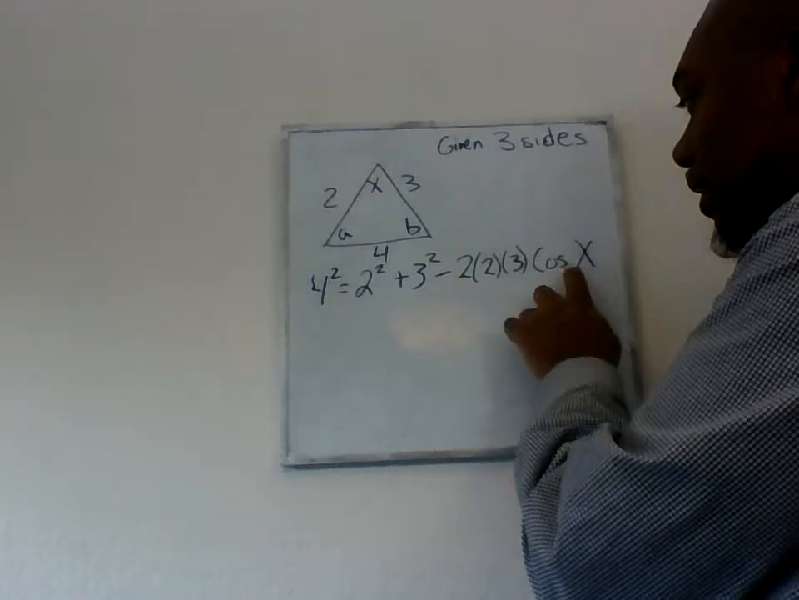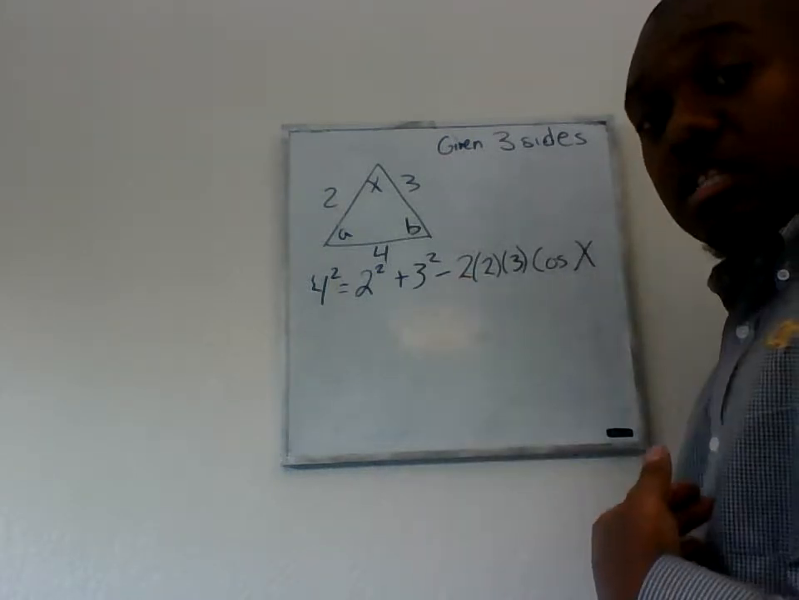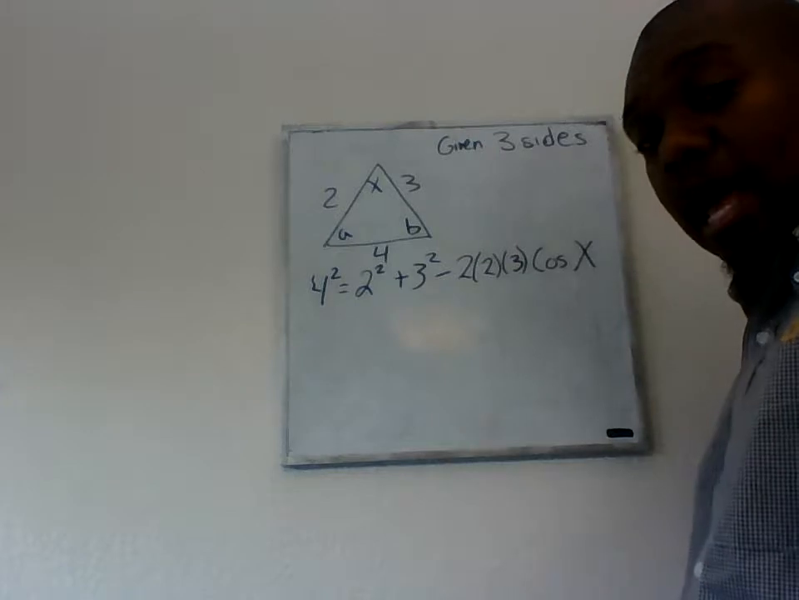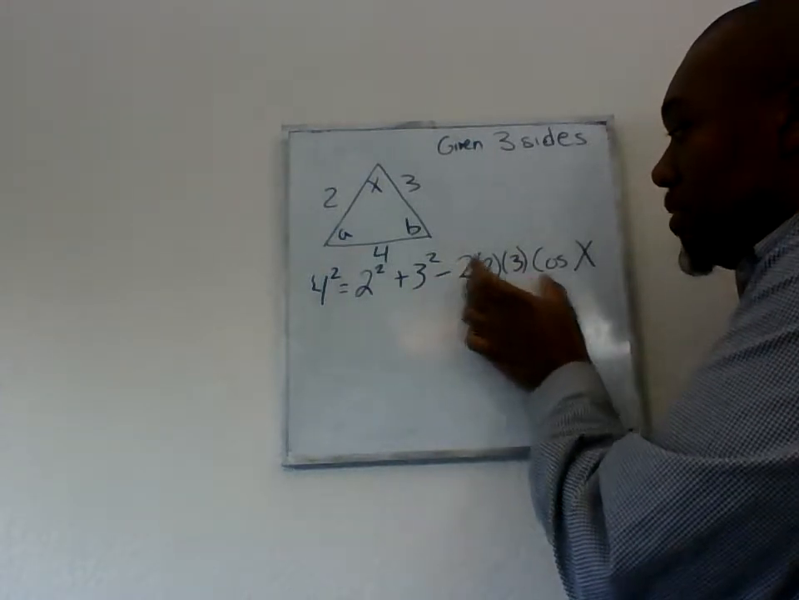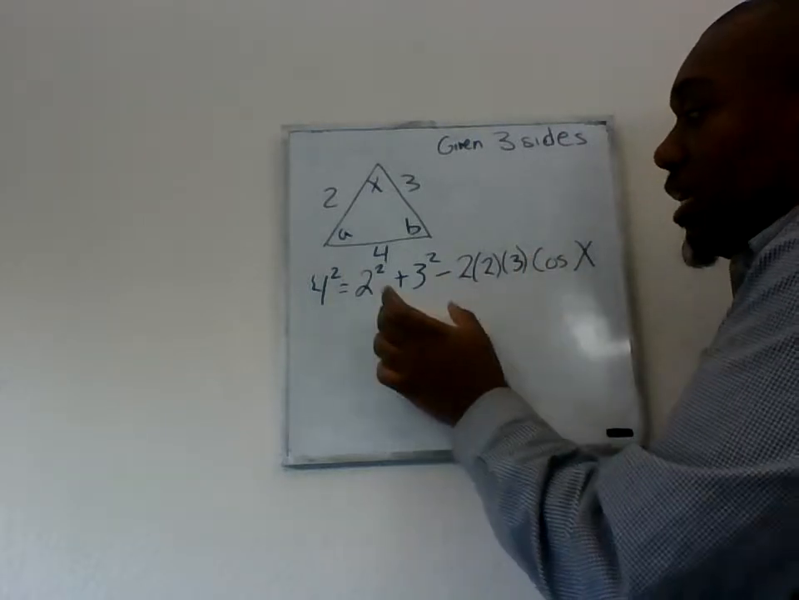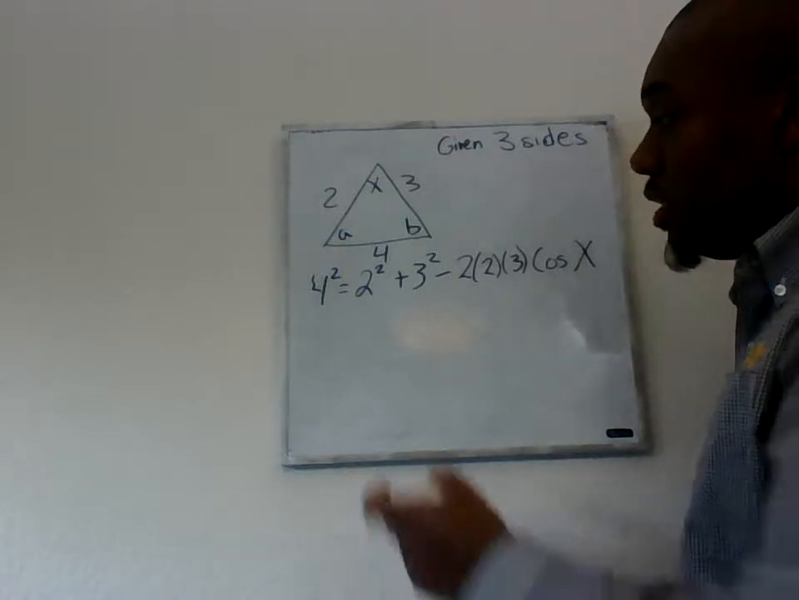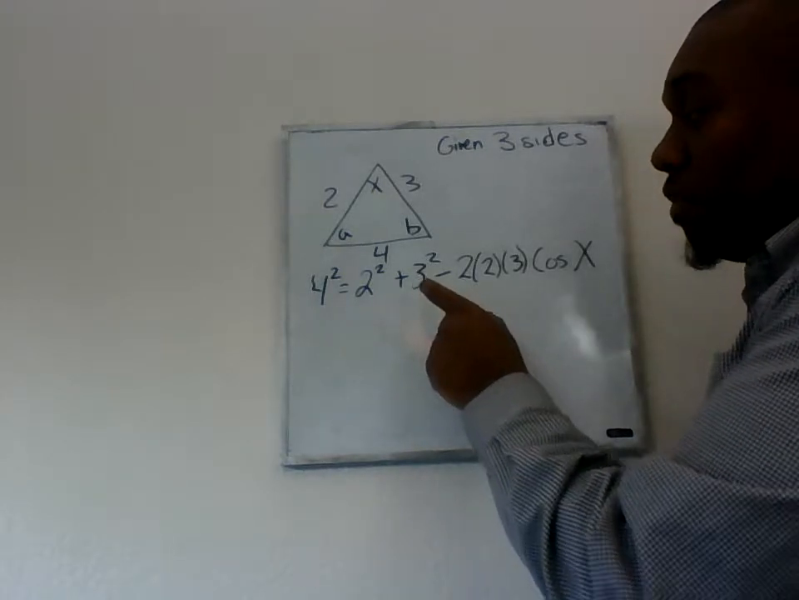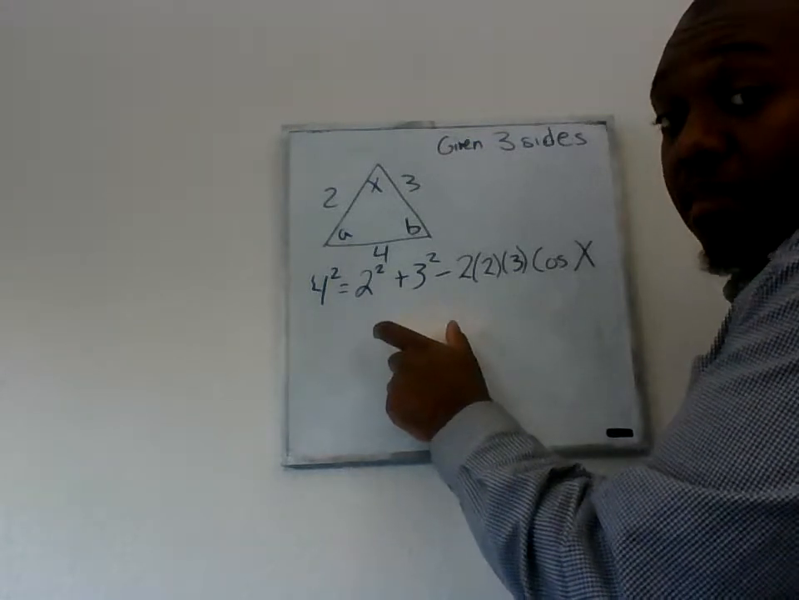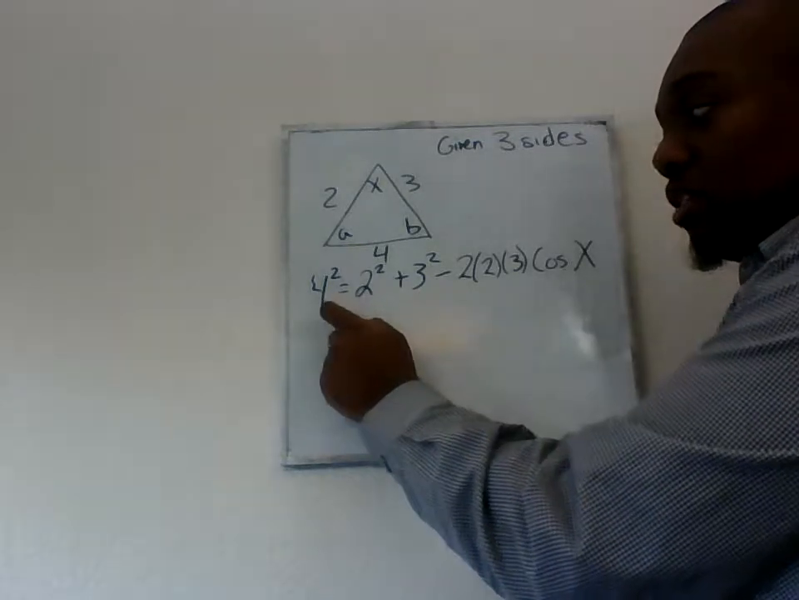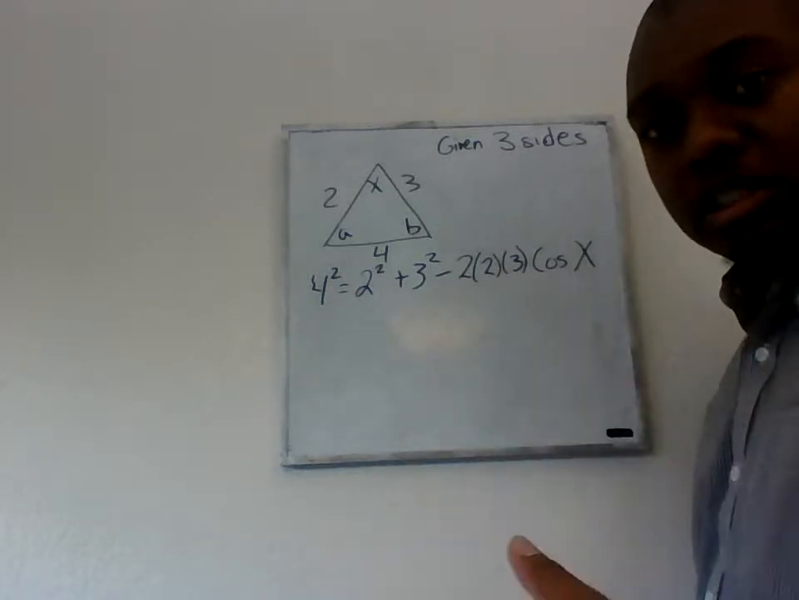In order to get cosine of X by itself, a lot of times it'll be easier for most people to simplify things first. So let's do that in this case. As you can see, this is being multiplied times cosine of X. And we know from solving algebraic equations that we would move the things that are being added and subtracted to the other side first, and then we would divide by what's being multiplied. But we'll see that in a moment.